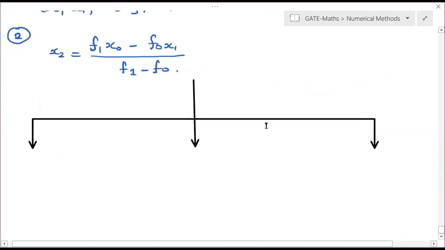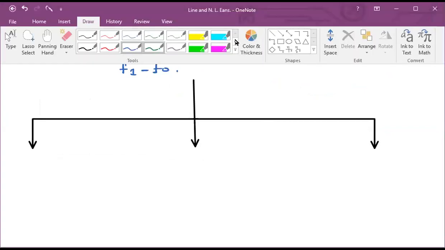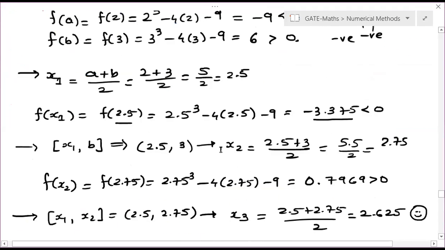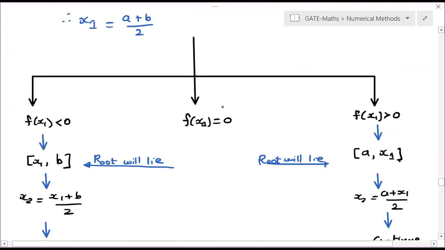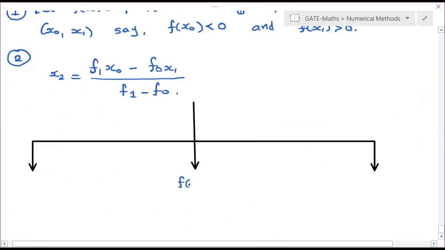Now, again, these three cases will depend on f of x2. Suppose first your f of x2 is 0. If f of x2 equals 0, then you have to stop. This is your answer. Even here, I forgot to tell you, if f of x1 equals 0, then you have to stop. So if f of x2 equals 0, no need to go forward.